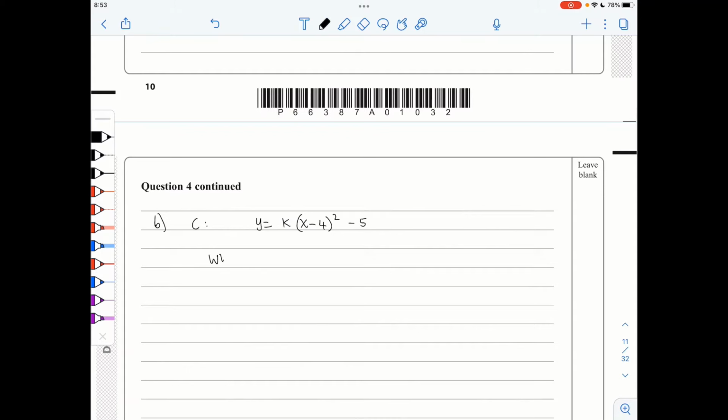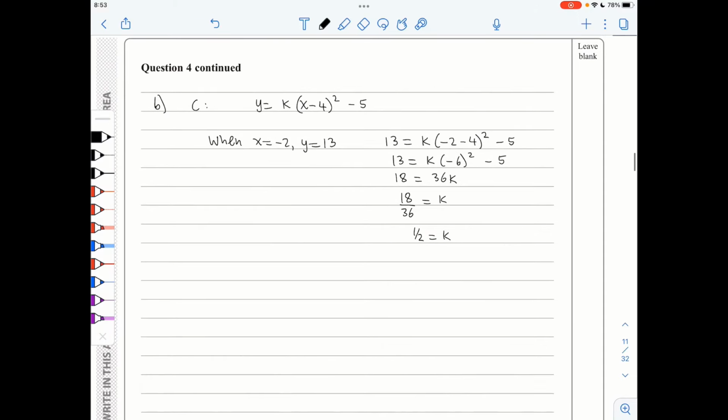So when x is -2, y is 13. So 13 is k times (-2 - 4) squared minus 5. So 13 is k times (-6) squared minus 5. 18 is 36k. So it turns out that k is a half. So the equation for C is y is a half (x - 4) squared minus 5.